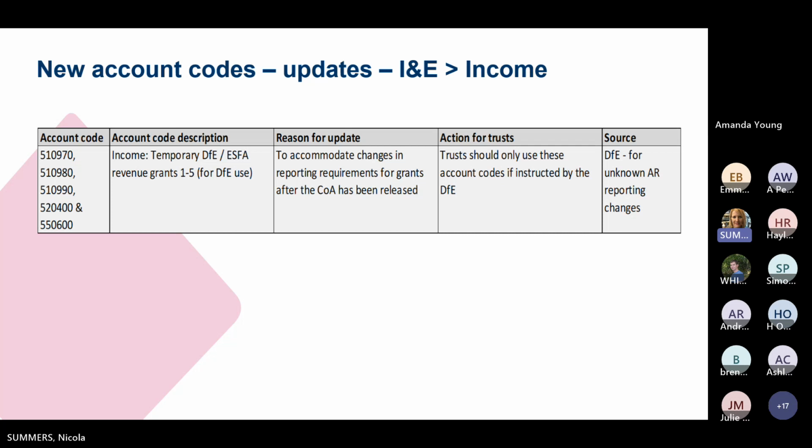So it's obviously made it a little bit tricky for trusts, in that we're having to ask them to code that funding to other grants and then manually adjust it for the purpose of the accounts return, which we know isn't ideal. So we've put these here to future-proof it. They're ones that will just sit there dormant until we need them. Hopefully we won't, but they're there.